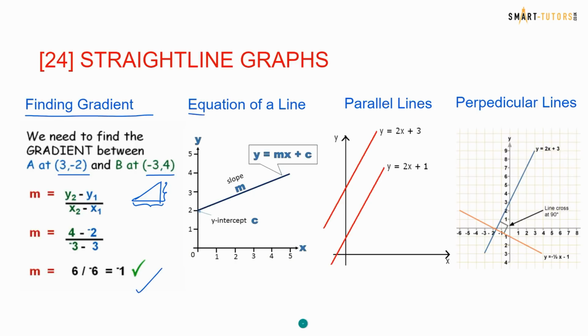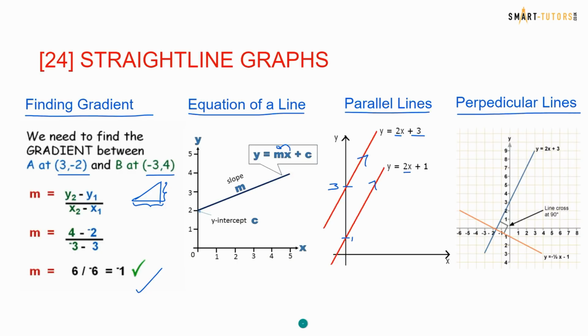The next topic is equation of the straight line. Equation of the straight line is always y equal mx plus c. The number in front of x determines the gradient. The c is the y-intercept. Parallel lines have the same gradient, so you can see here gradient is 2, gradient is 2, so they are parallel. The 1 indicates y-intercept 1, the 3 indicates it intersecting at 3. But the gradients being equal means they are parallel lines.